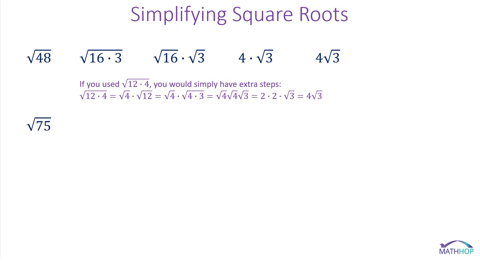Square root of 75, so I'm going to pick 25 and 3. I'm going to break them into two separate radicals. Remember, the square root of 25 is 5, so we have 5 times the square root of 3, but we're going to write it without the dot, 5 rad 3.